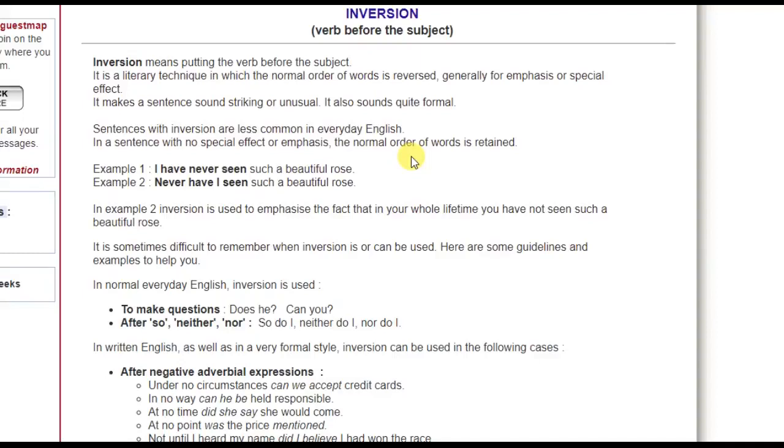For example, I have never seen such a beautiful rose. It's normal word order. Never have I seen such a beautiful rose. It's inversion. We have changed the place. Here, the subject is in the first place. Here, the subject is after the verb. This is an inversion. In this example, inversion is used to emphasize the fact that in your whole lifetime you have not seen such a beautiful rose. It is sometimes difficult to remember when inversion is or can be used. Here are some guidelines and examples to help you.